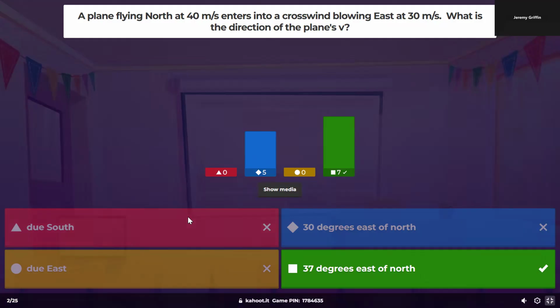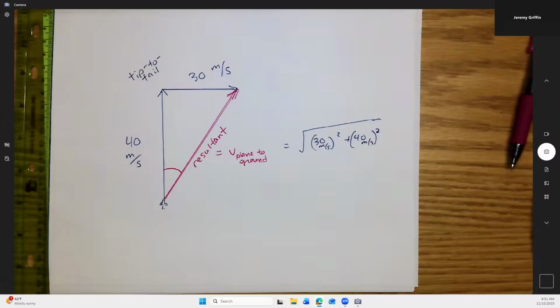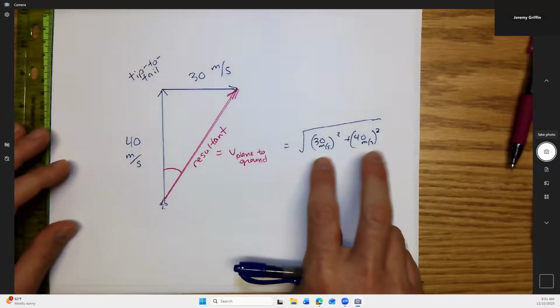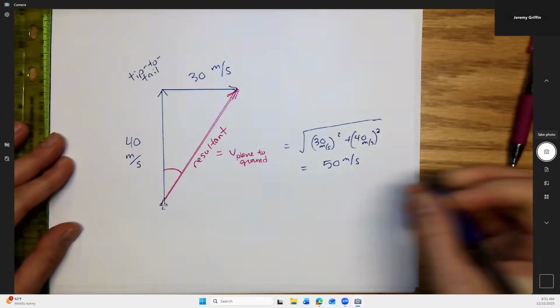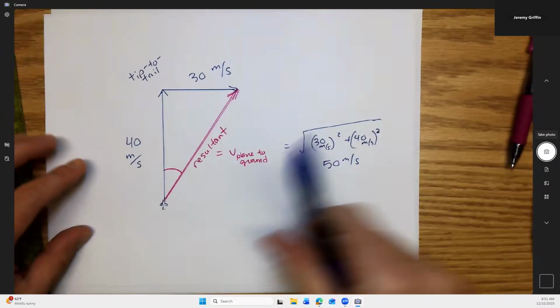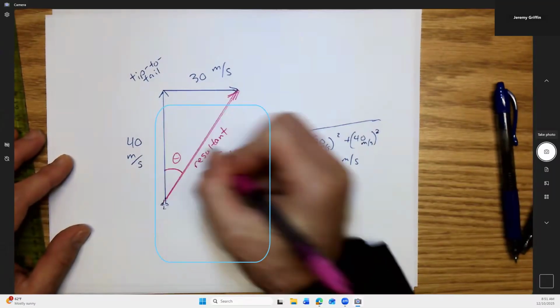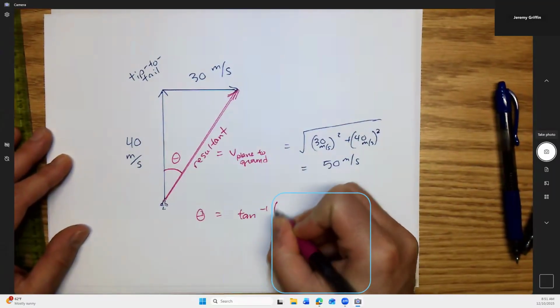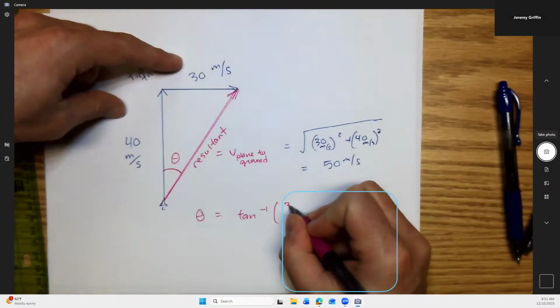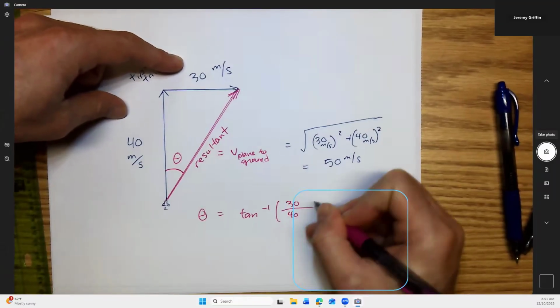All right. So guys, remember it's 37 degrees. It's back up here. And so the last question was like this. That's where you got this 50 meters per second. But what about this angle theta right here? Guys, can I do inverse tan, opposite over adjacent? So it's 30 over 40.